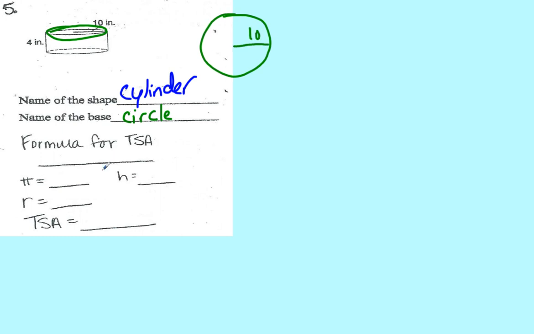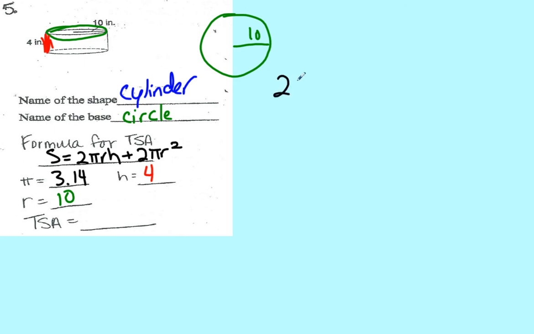This is 10. Alright. Formula for total surface area of a cylinder is 2 pi r times the height plus 2 pi r squared. Okay, so pi, let's use 3.14. I know I said in class you can use 3, so either way works. The height of our cylinder is this length here, which is 4, and our radius is 10. Okay, so we're going to calculate total surface area.